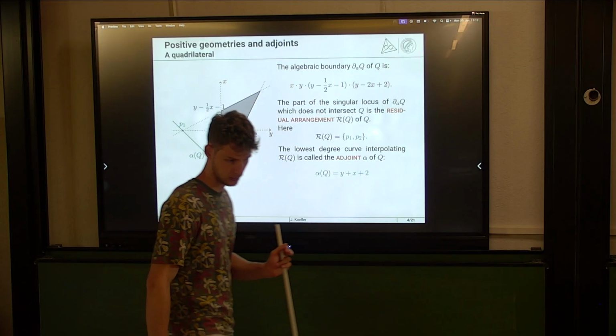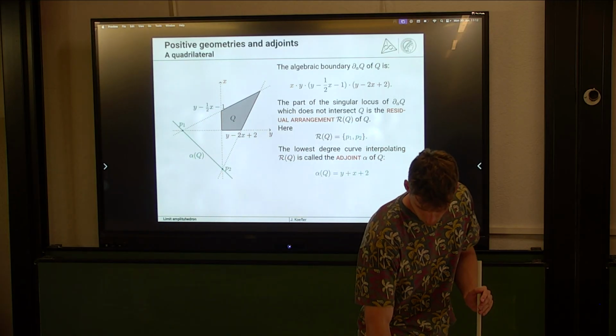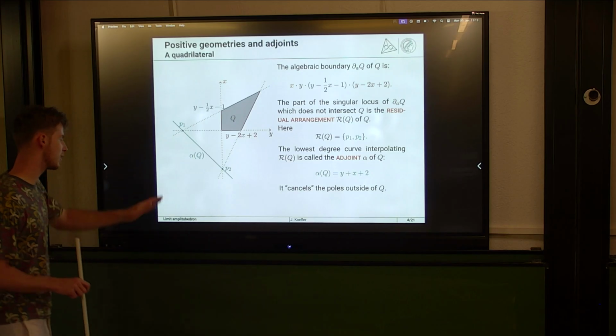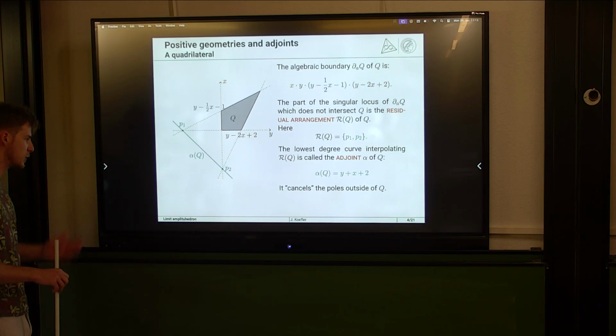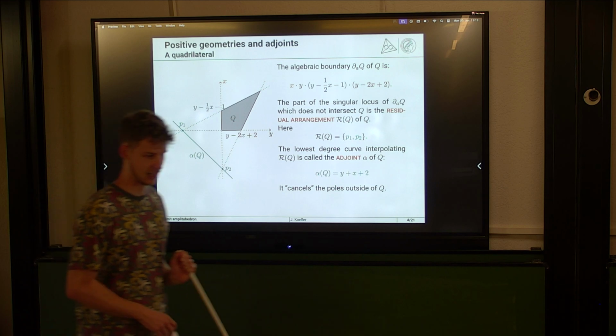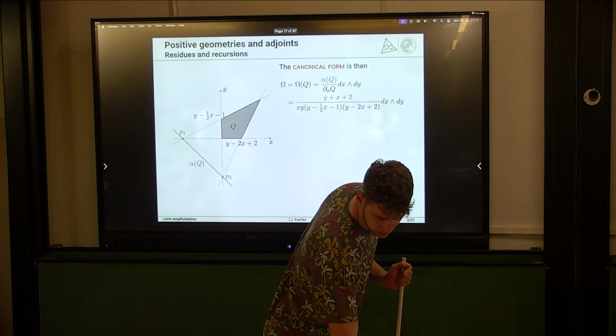Yeah, and that's very true. All right. So what's the idea behind the adjoint? Well, it's supposed to cancel the spurious poles outside of our positive geometries. And what do I mean by this explicitly?